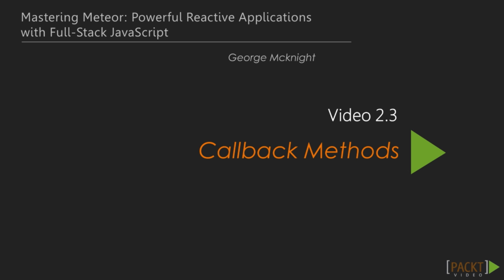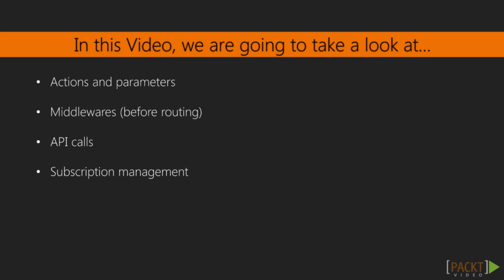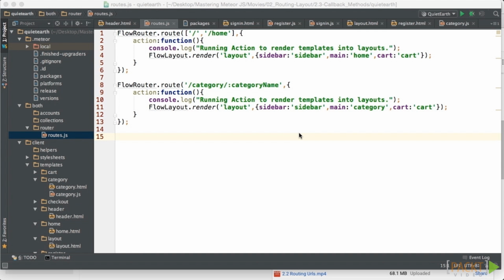Hello and welcome back. This is video 2.3, callback methods. In our previous video, routing and URLs, we covered the routing steps necessary to get to your different paths. In this video, callback methods, we're going to cover the actions and parameters within a route. We'll also cover the triggers before and after routing, some of the API calls to retrieve parameters from the route, and subscription management.